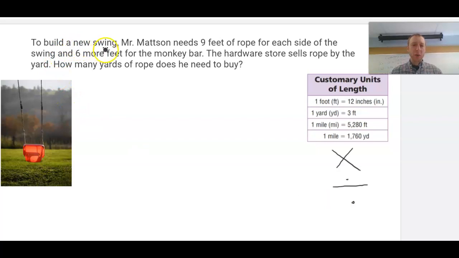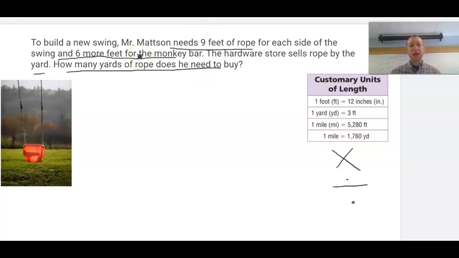To build a new swing, Mr. Madison needs 9 feet of rope for each side of the swing and 6 more feet for the monkey bars. The hardware store sells rope by the yard. How many yards of rope does he need? All right, well, so basically we're going to convert these feet into yards.